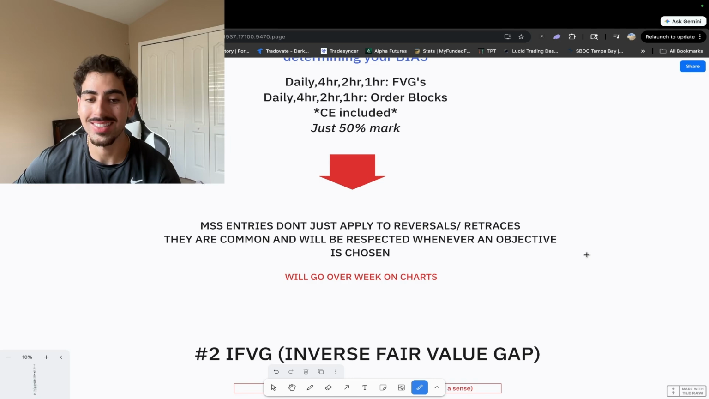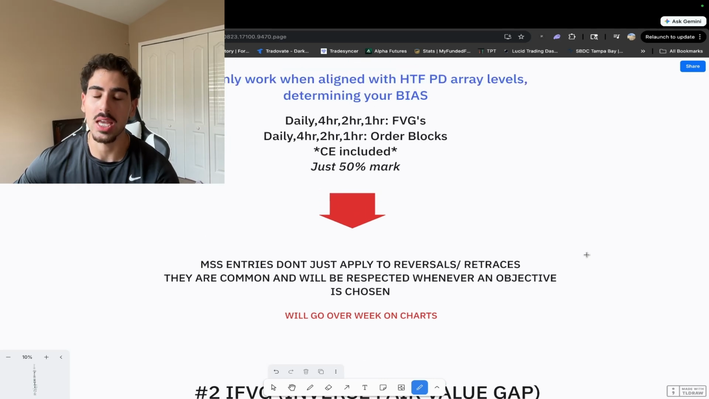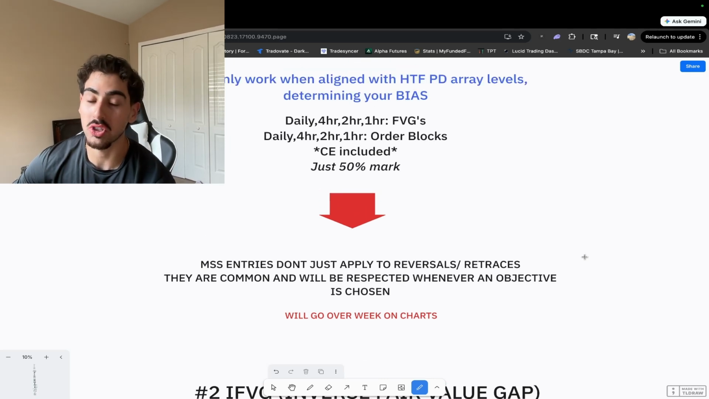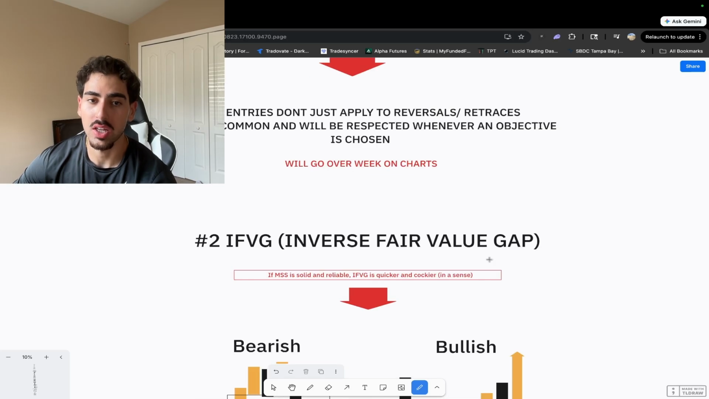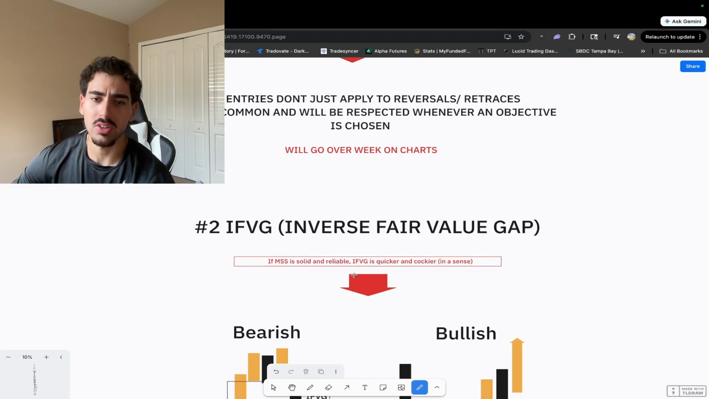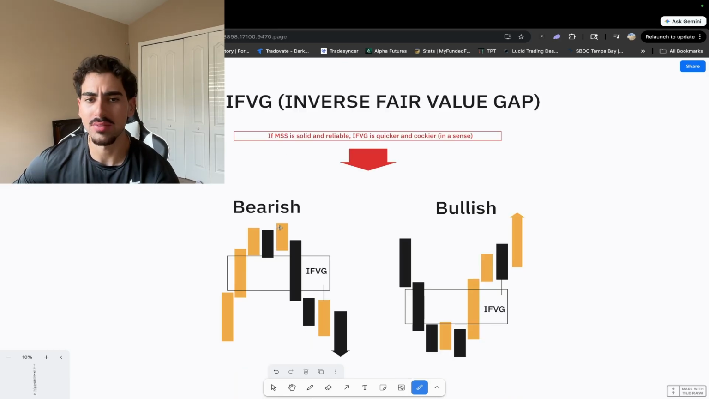Now we're gonna go over the second best entry model, which in my personal opinion is one of the most popular entry models that's going around in the futures community right now. It is the inverse fair value gap. If the market structure shift is solid and reliable, the inverse fair value gap is quicker and cockier in a sense. Well, so what is the inverse fair value gap?